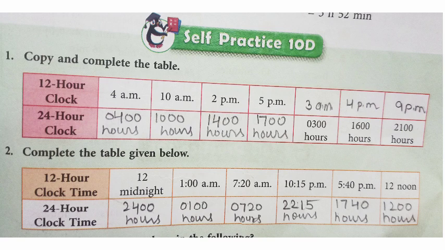Why we are writing p.m.? Because it is 12 plus 4. Okay. It is not 4. It is 12 plus 4. And 12 plus 4 is taken only when it is about p.m. Right. So we will write 4 p.m. here.